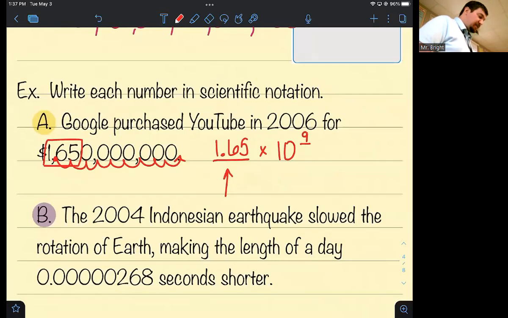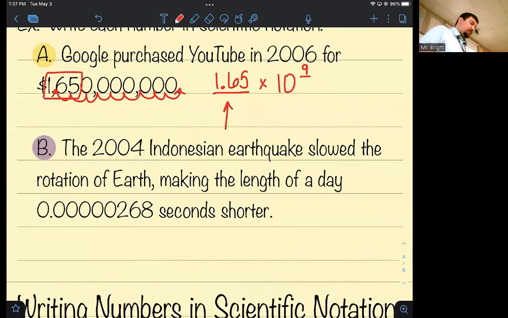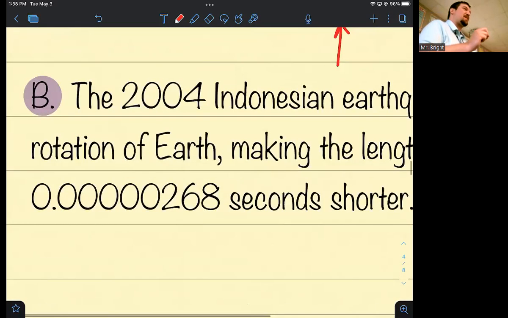All right, the 2004 Indonesian earthquake slowed the rotation of the Earth, making the length of a day 0.0000268 seconds shorter. That's where all my free time's going. Okay. So we're going to write that in scientific notation. Curse you, Indonesian earthquake.